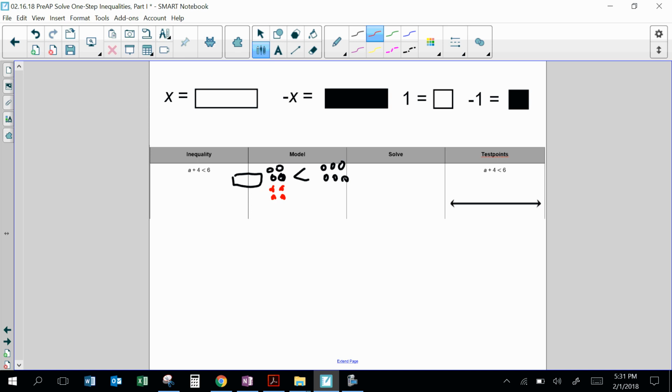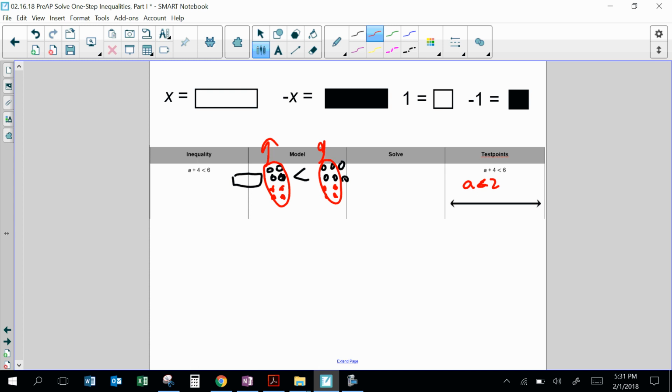But like a balance scale, whatever I do on one side, I have to do on the other side. And what happens when you have a positive and negative unit? They cancel out. All this goes away. All this goes away. So we have a is less than 2. And that is our answer.